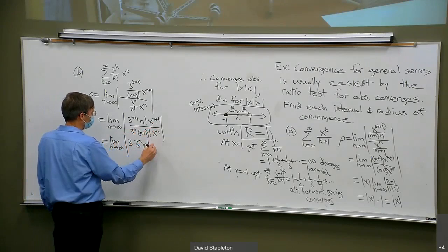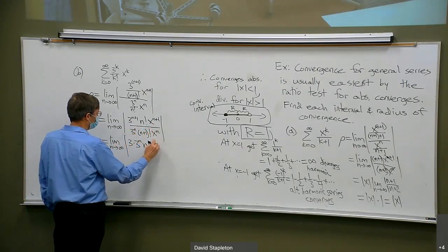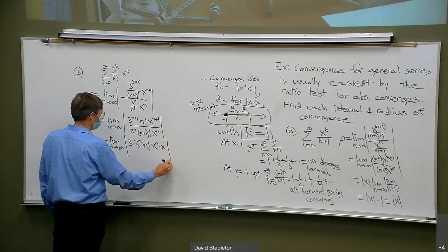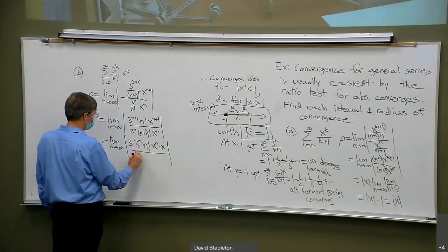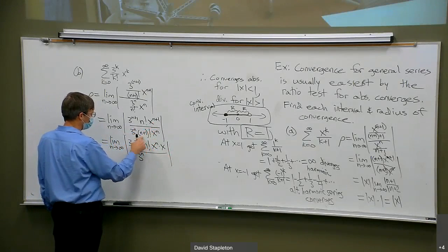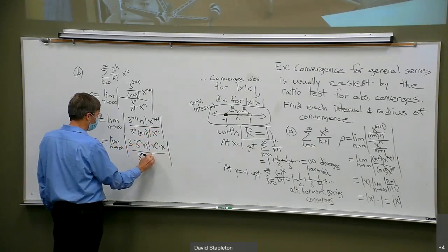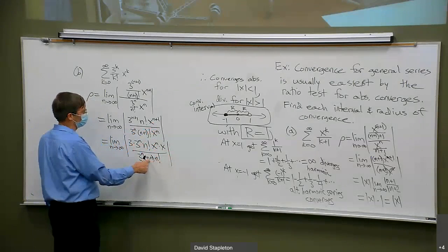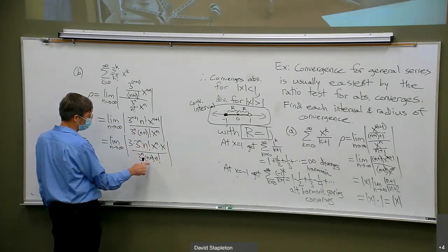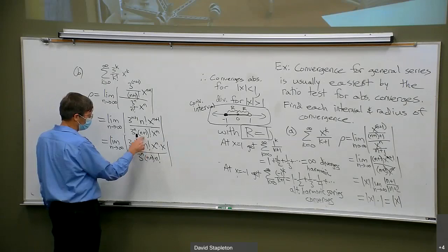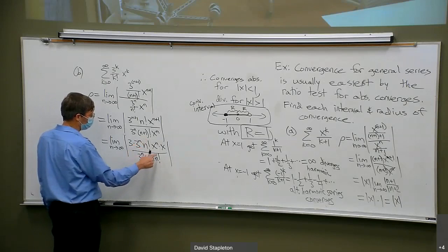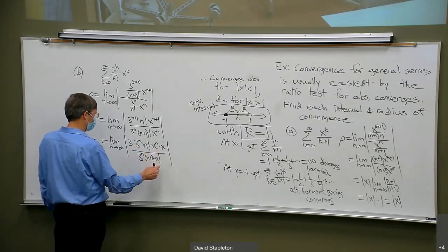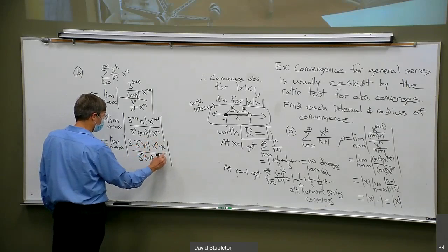We'll write x to the n plus 1 as x to the n times x. And on the bottom, I'll write 3 to the n. I'll write n plus 1 factorial is n plus 1 times n factorial, right? This is numbers 1 through n multiplied together times n plus 1 makes n plus 1 factorial. That's a major trick. N plus 1 factorial is n plus 1 times n factorial. And then I've got on the bottom still an x to the n. So I rewrite it like that.